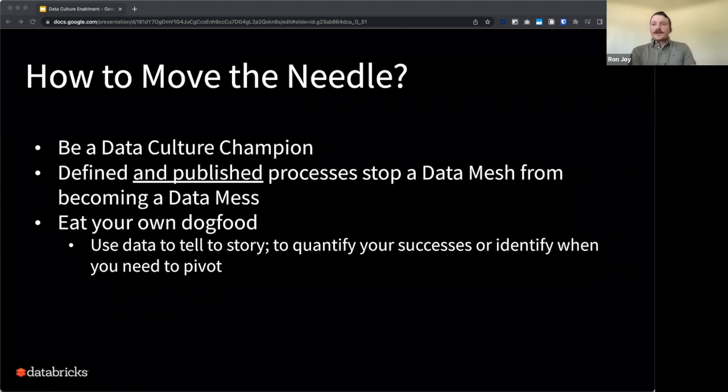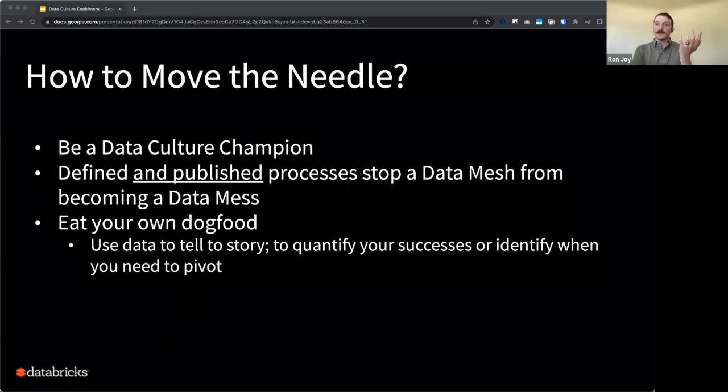And that means a lot of things, right? That means maybe you're a governance champion. You don't have to be all of the different roles. You don't have to be a unicorn. But in your respective domain, your respective field of interest, if you're a manager, in your team, you be a champion for that team. Be a champion for your area of interest. Be a champion for your specialties, right? And this is key. Define and publish processes to stop that data mesh from becoming a data mess.